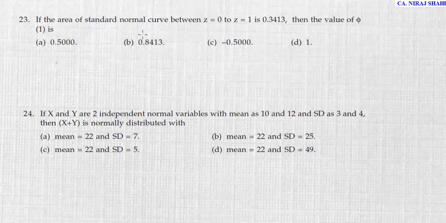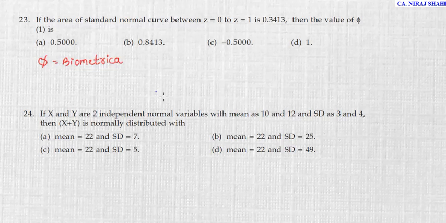If the area of the standard normal curve between z is equal to 0 to z is equal to 1 is 0.3413, then the value of phi(1) is. Now first you should know that this sign is a technical sign called phi. Actually we are not concerned with the name phi. Let's understand the meaning of it.